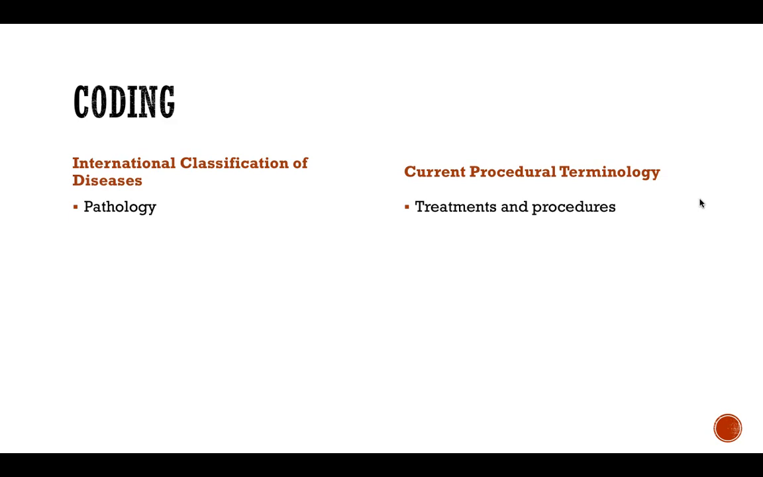The current procedural terminology, which comes from the American Medical Association's Department of Coding and Nomenclature, and there's a whole department in the AMA for that, the CPT codes are really about treatments and procedures. So for the most part, when they're describing their treatments, they do not refer to a specific therapist. They use the generic term therapist to mean any clinician that would be performing those services.